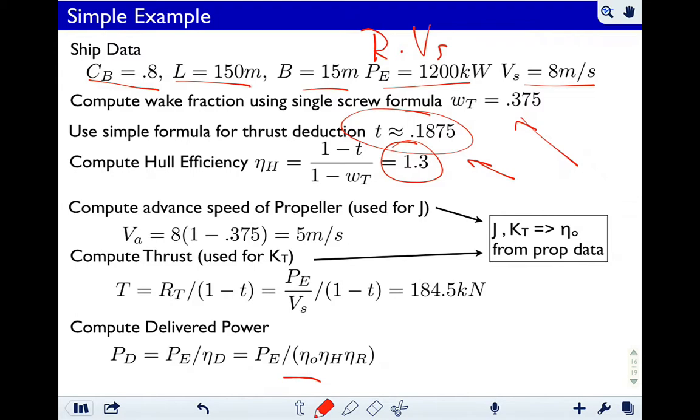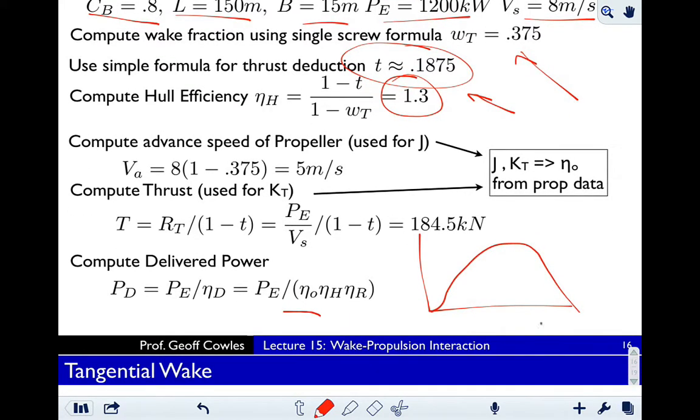To get to the open water propeller efficiency, we're going to be looking at these typical propulsion curves where you have an efficiency that moves like this. Here's J and KT, and you have the thrust curve, your 10 times KT curve, and 10 times KQ curve here. So we'll need to know KT and J in order to get at the efficiency eta naught.